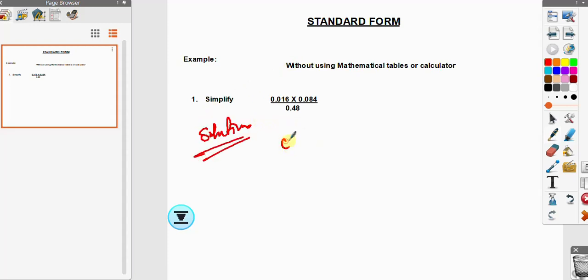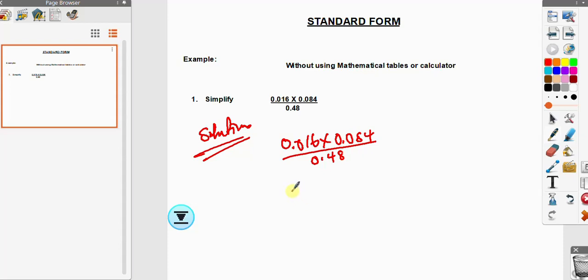We have 0.016 times 0.084 over 0.48. Now, the first thing to do is that we multiply the first one. Let's shift the point from here. Count 1, 2, 3. So let's multiply this by 10 raised to the power minus 3.